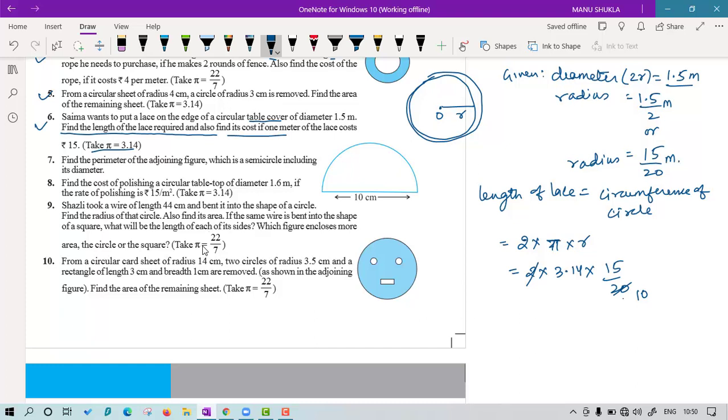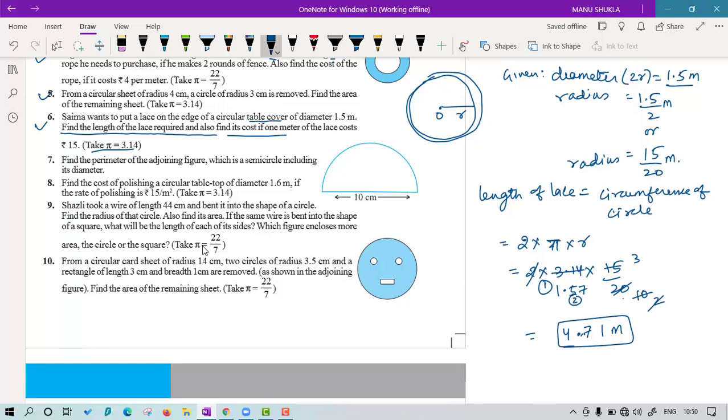Better we keep it in decimal only. So let me solve it. Okay, let me make it easy. 5 2s are 10, 5 3s are 15, and this can divide this thing. 2 1s are 2 point, 2 5s are 10, 2 7s are 14. Multiply 3 and 1.57: 3 7s are 21, 3 5s are 15 plus 2 is 17, 3 1s are 3 plus 1 is 4. So 4.71 is the, sorry, the lace length that we have to place around the tablecloth.